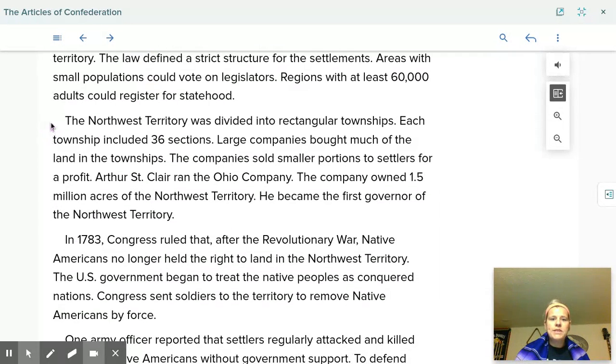The Northwest Territory was divided into rectangular townships. Each township included 36 sections. Large companies bought much of the land in the townships. The companies sold smaller portions to settlers for a profit. Arthur St. Clair ran the Ohio Company. The company owned 1.5 million acres of the Northwest Territory. He became the first governor of the Northwest Territory.